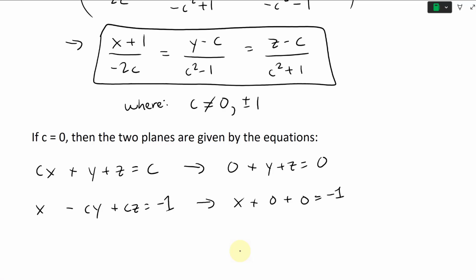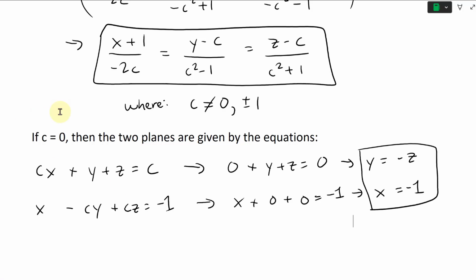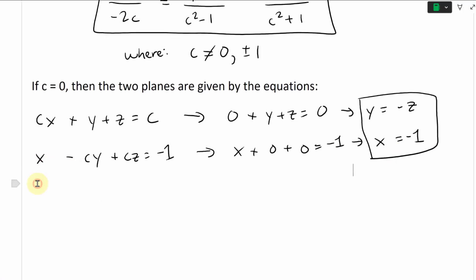So then from this, we get the equation y equals, move this z over to the other side, y equals -z. And this right here is going to equal x equals -1. So instead of the parameter looking like this, it looks like this now. For this one, we'll have x equals -1 and y equals -z. So that's the symmetric equations for that.